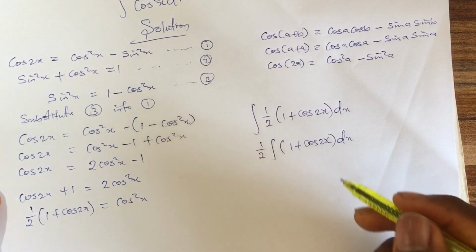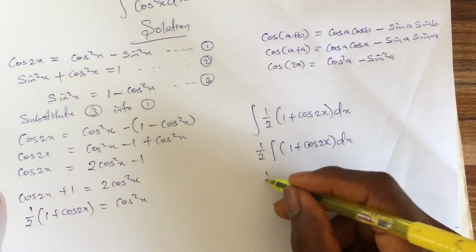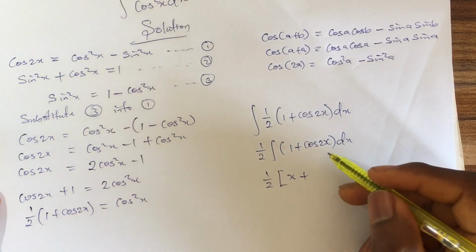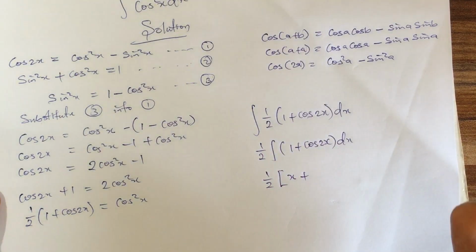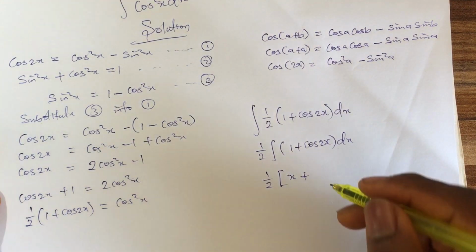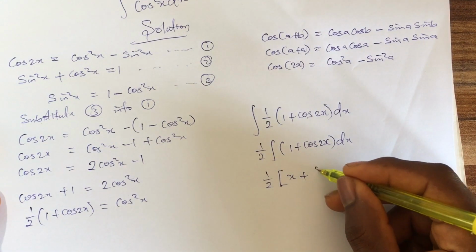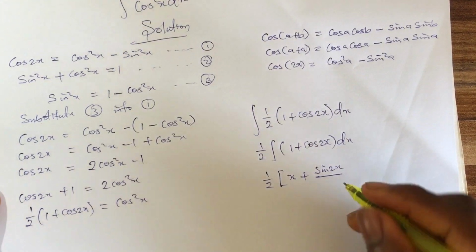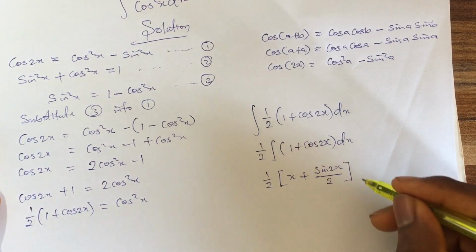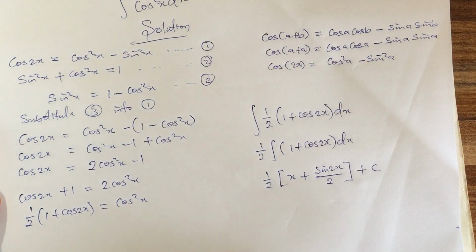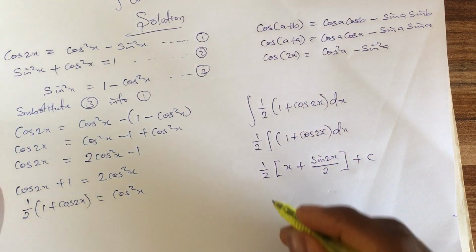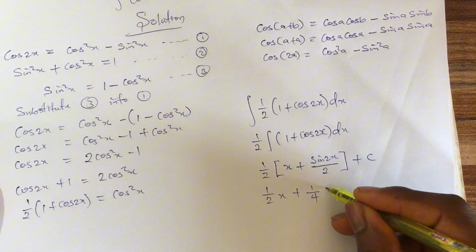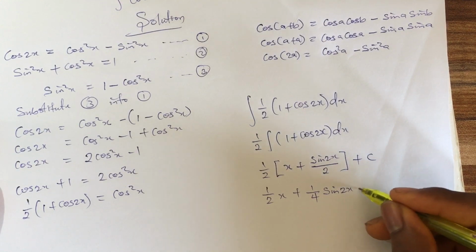Now integrating 1 with respect to x, we get x, and integrating cos x, we know that we get sin x. Therefore, integrating cos 2x, we have sin 2x all over the derivative of 2x, which is 2, plus the constant c. So therefore, by distributing 1/2, we have 1/2 x plus 1/4 sin 2x plus the constant c.